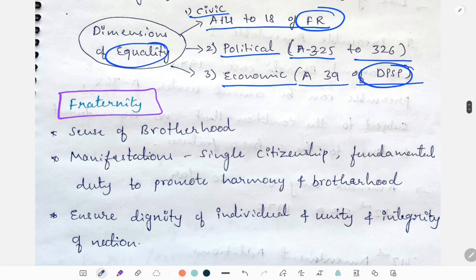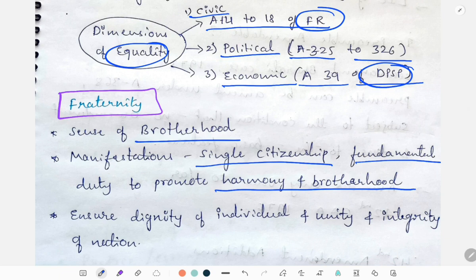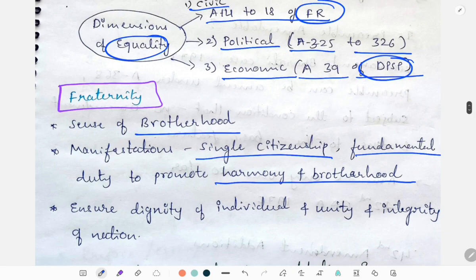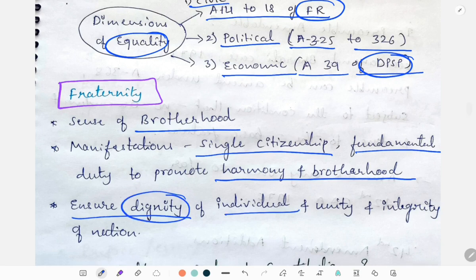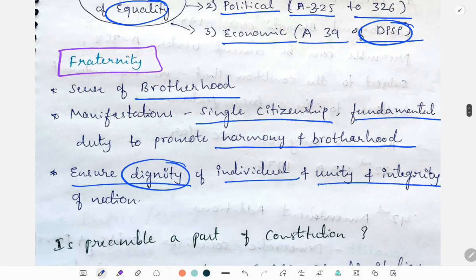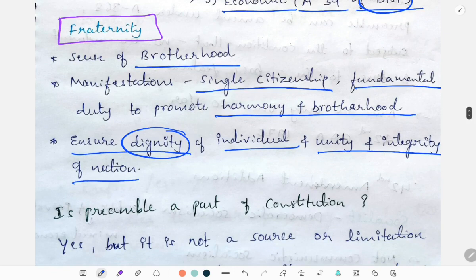Next, fraternity. Fraternity is the sense of brotherhood. The manifestations are single citizenship and the fundamental duty to promote harmony and brotherhood. Fraternity ensures the dignity of the individual and the unity and integrity of the nation.